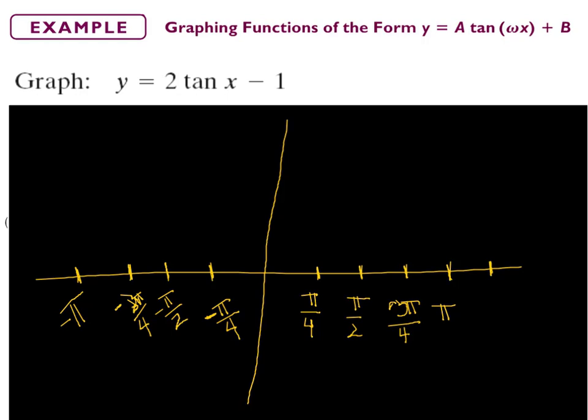Okay, where are my asymptotes for tangent? Remember, tangent is sine over cosine. So I have an asymptote at pi over 2, and I have another asymptote at minus pi over 2. And we'll just use those two.